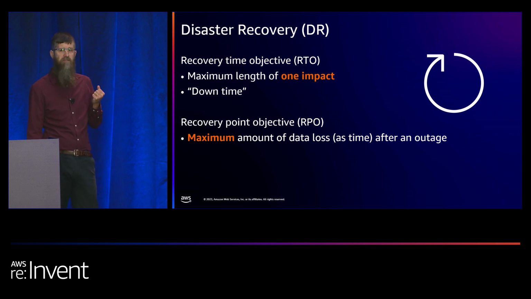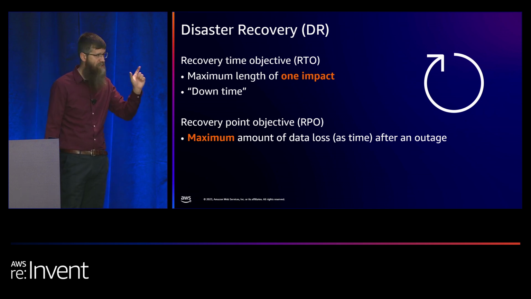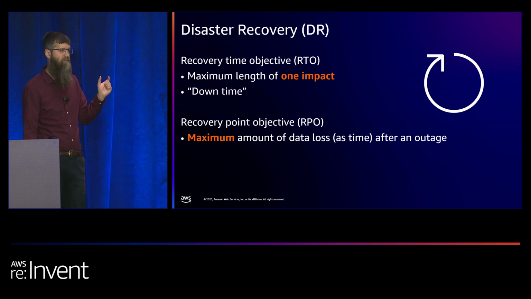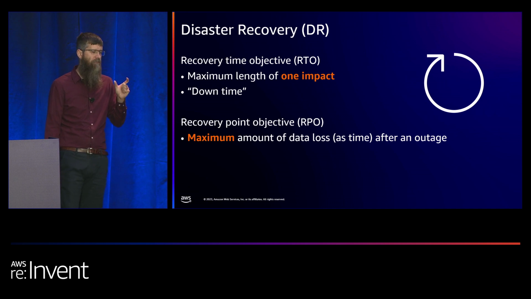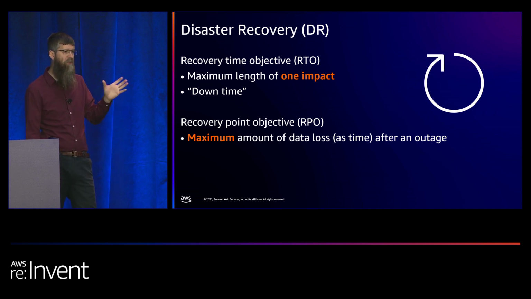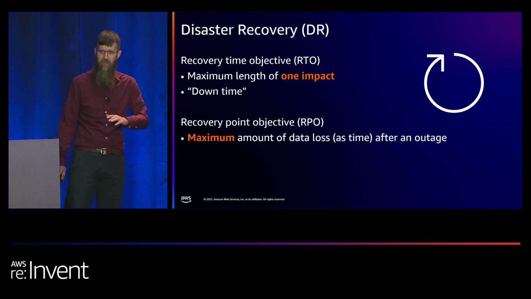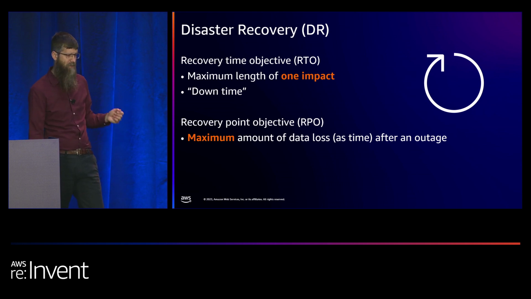The second one's recovery point objective, or RPO. This is the maximum amount of data loss that we're willing to tolerate, but it's normally measured as an amount of time. So we might say the last 1 minute or something of data we'll tolerate losing after an outage. Normally this is due to us using some kind of asynchronous technology, and we have a replication lag to deal with here.